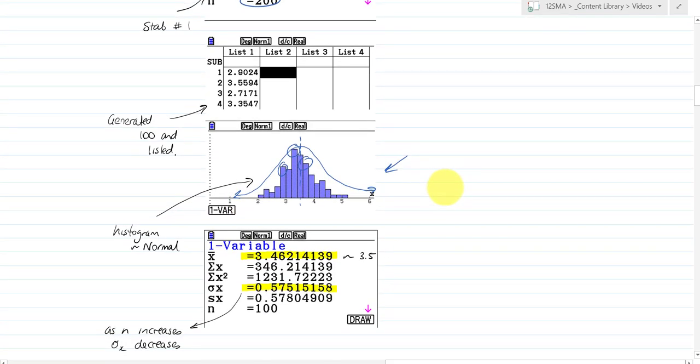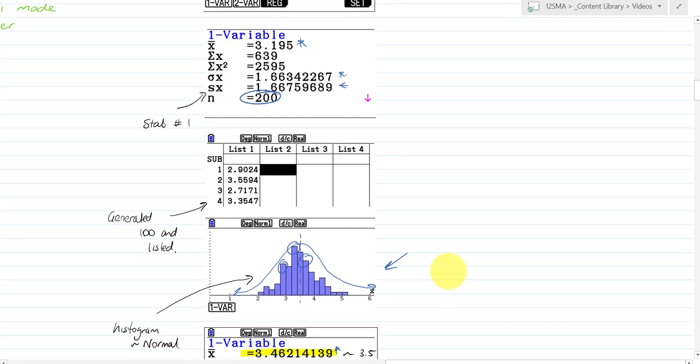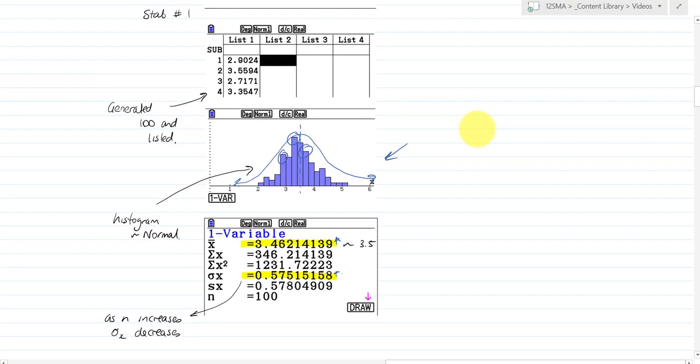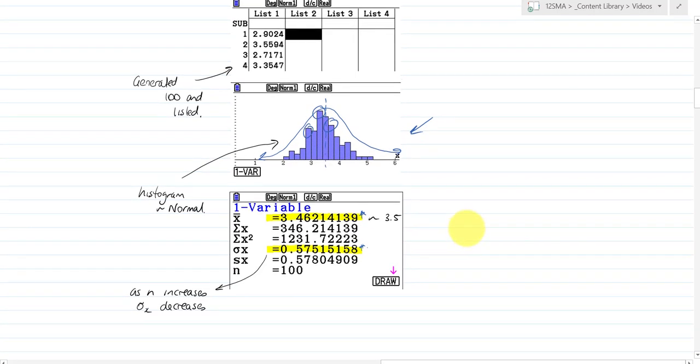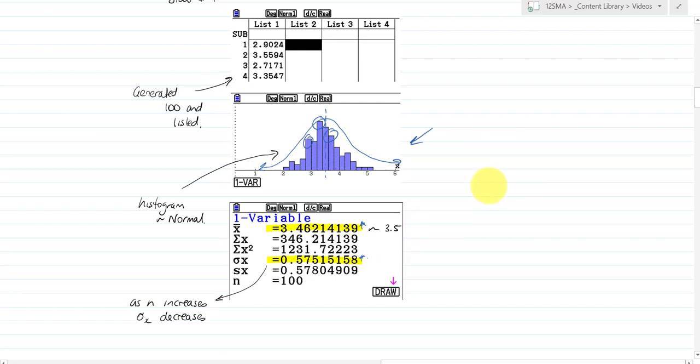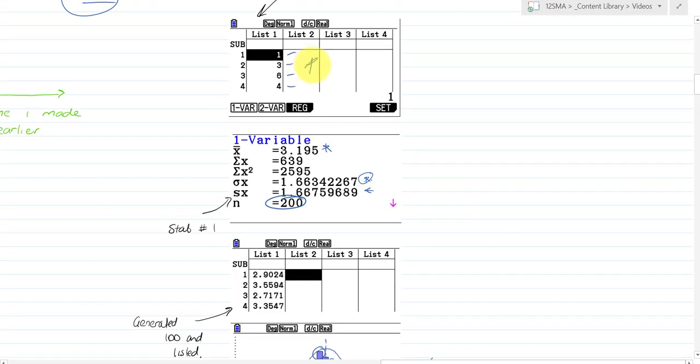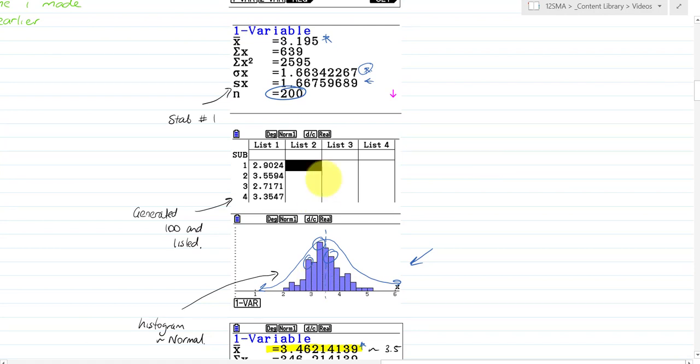In this overall histogram, I've got fairly close to 3.5, but my standard deviation, you'll see, has actually gone down. So my standard deviation for just a sample of 200 was 1.66, but my standard deviation for 100 of the sample mean has gone down to 0.575, and we'll talk a bit more about why that is as we move forward. So there's the example in the calculator of starting with dice rolls, getting the mean, and then I got my calculator to look at doing that 100 times.